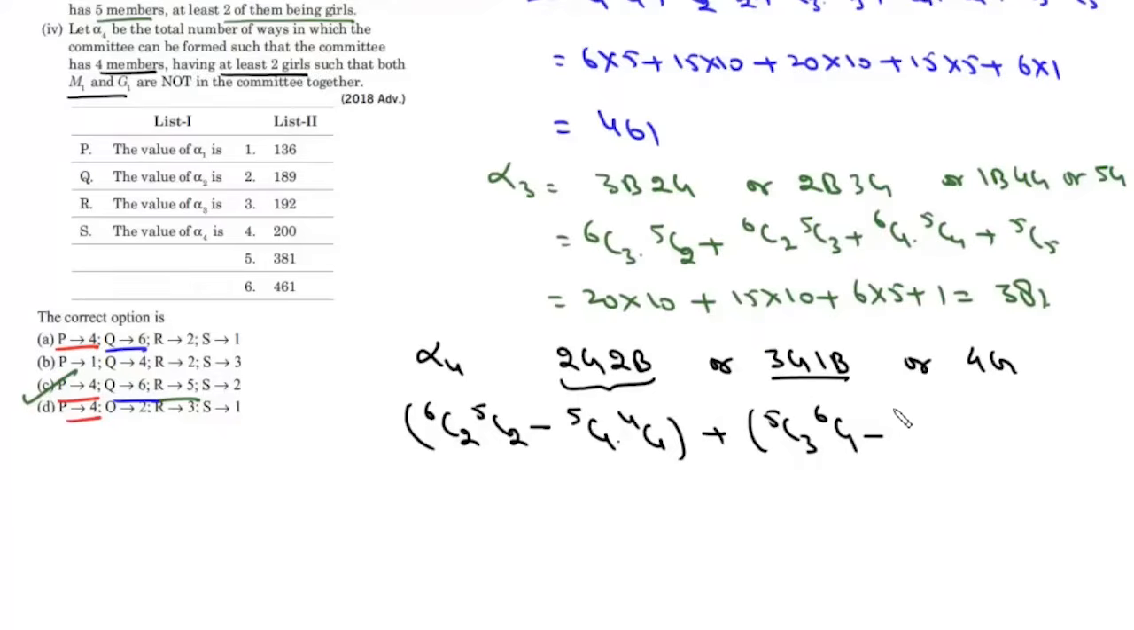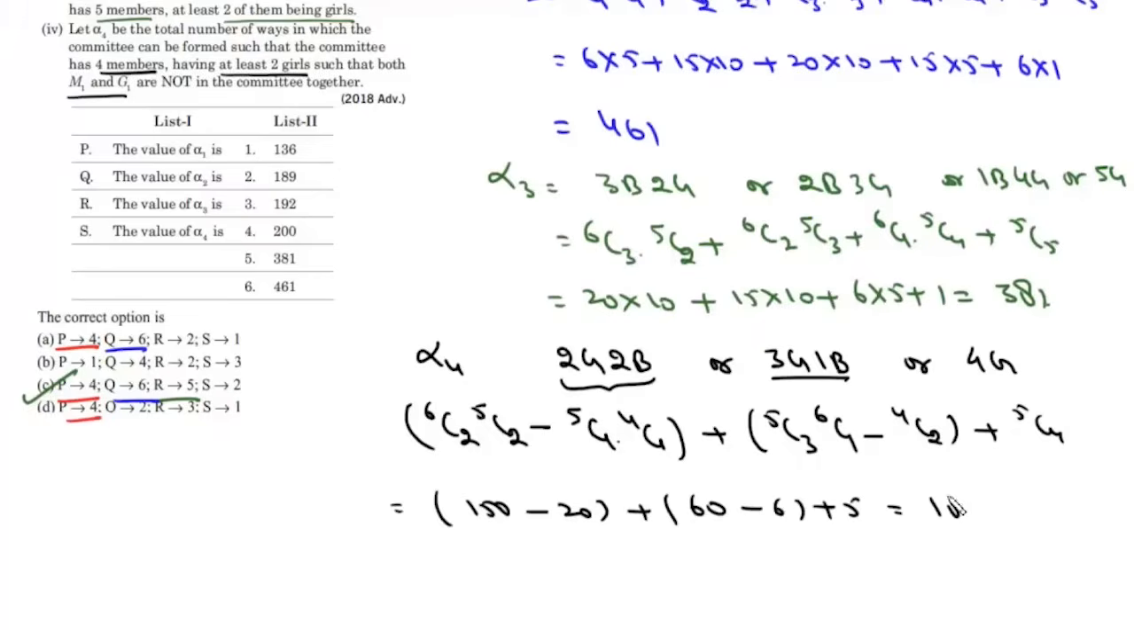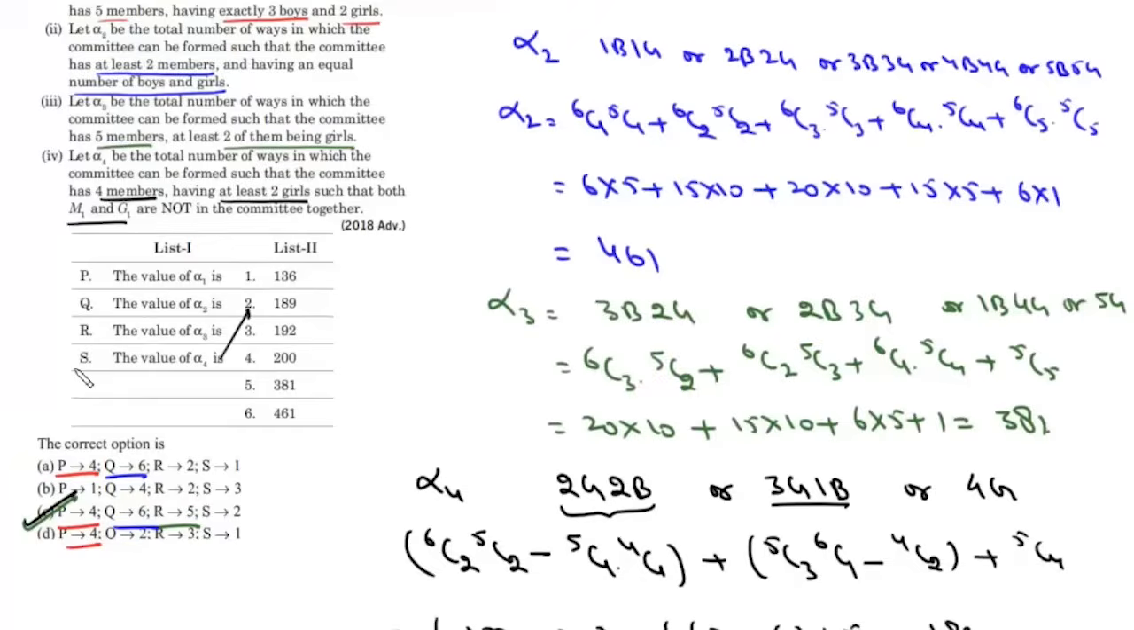So it will be 4C2 plus 5C4. Now this is 15 into 10, 150, minus 20 plus, now this is 60 minus 6 and plus 5. So this value will be 215 minus 26, which is 189. That means this S matches with 2. So the correct option is option C.